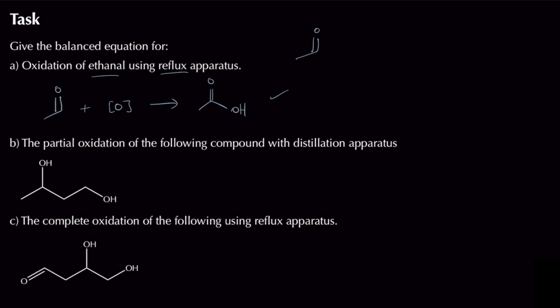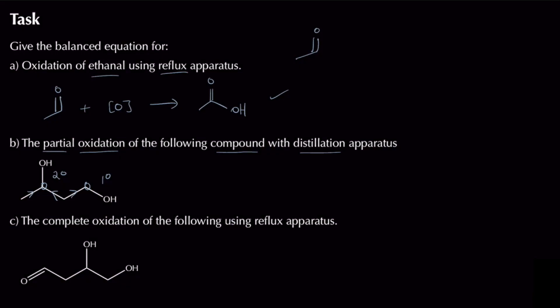Looking at the next one, we've got the partial oxidation of the following compound with the distillation apparatus over here. Now here we've got multiple alcohols. We need to classify each one of them. So of course we look at the first one. You can see, of course, I've got one alkyl group attached there, so that's going to be primary. Look at the second one, you've got two alkyl groups attached there, so it's going to be secondary. Now if you look at this again, remember it's partial oxidation, it's distillation apparatus. We're not producing carboxylic acids, we can only produce aldehydes and ketones.